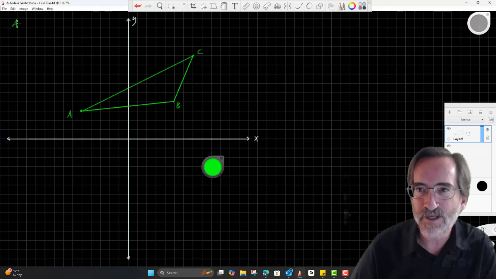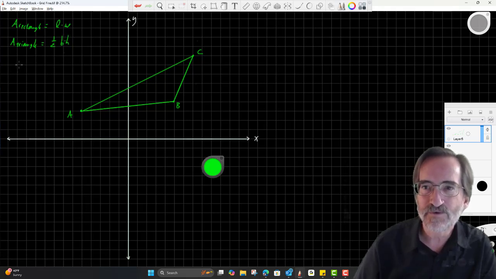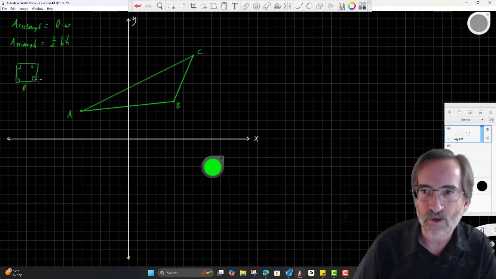The area of a rectangle is length times width, right? And the area of a triangle is 1/2 base times height. And that comes from this progression, where a rectangle is a quadrilateral with 4 right angles, length and width.